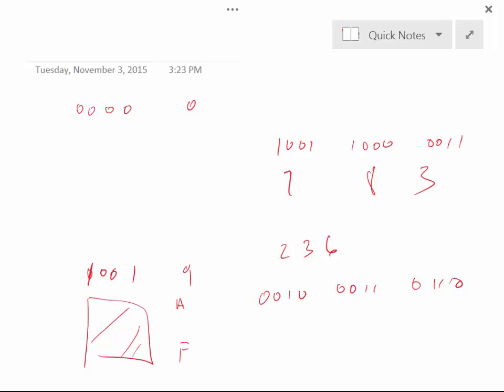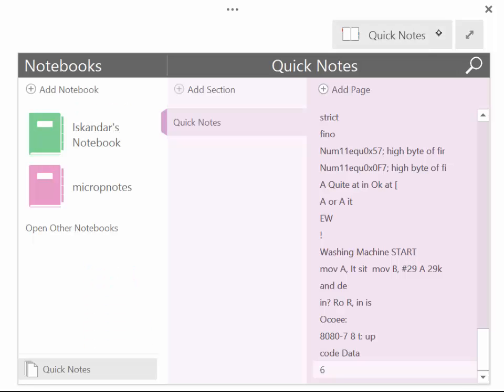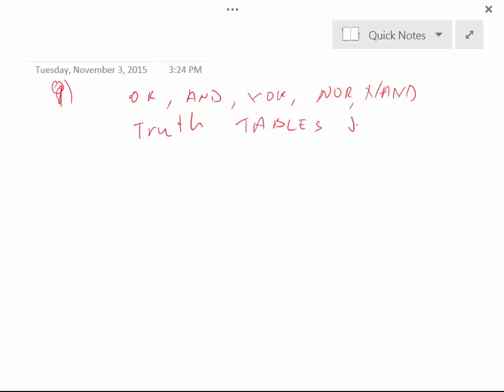Okay, next thing, let me go back and continue my list. I don't remember, I think I'm on number 8 on the list. Or number 9? Number 9, okay. Number 9 on the list is OR, AND, XOR, NOR, and NAND. Truth tables and symbols. I expect you to know those.